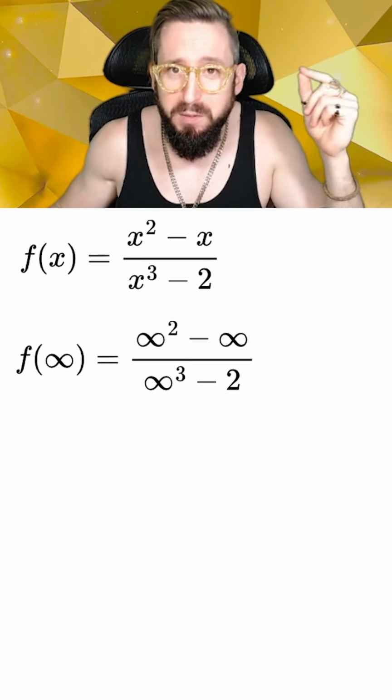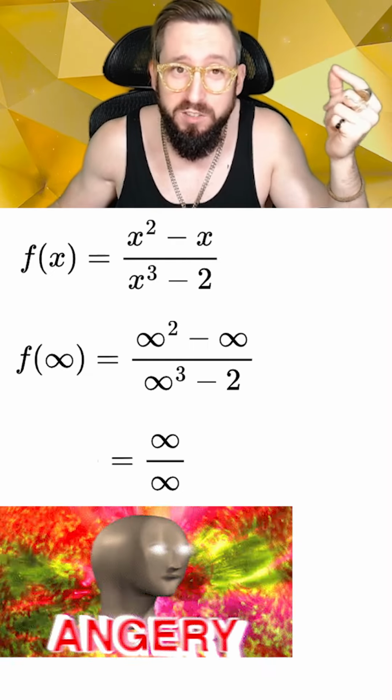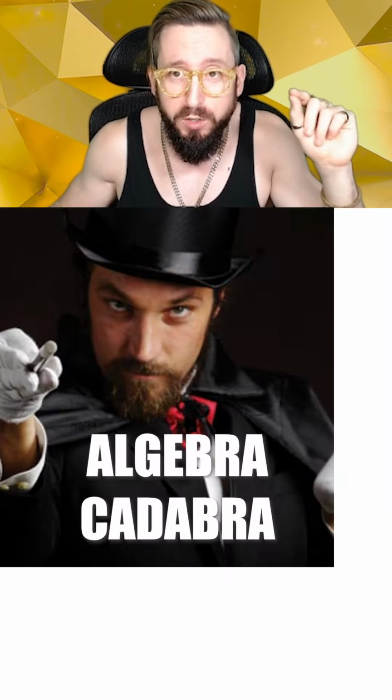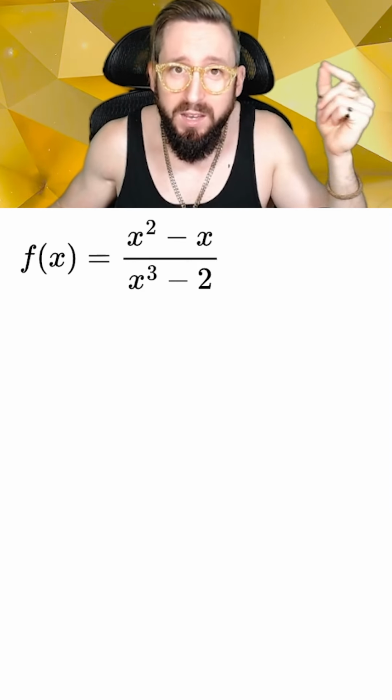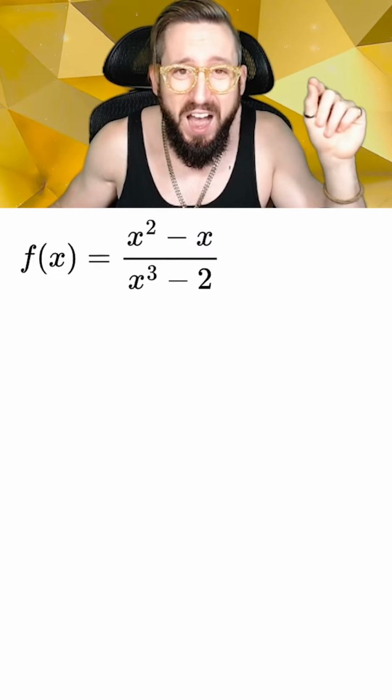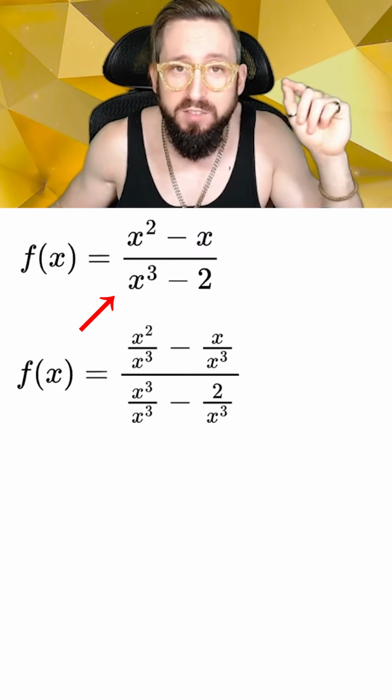In this case, our limit simplifies to infinity divided by infinity, which is undefined. But whenever a limit is undefined, it usually means we can do more work with algebra tricks to rewrite it in a way that is defined. In the case of rational functions, a good algebra trick is to divide both the top and the bottom by the highest effective power of x, which in this case is x to the third.